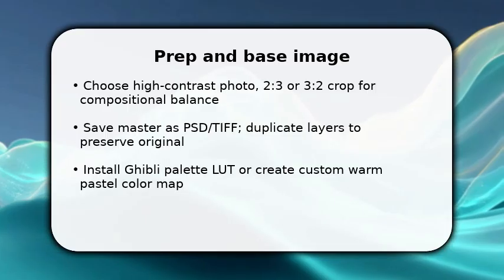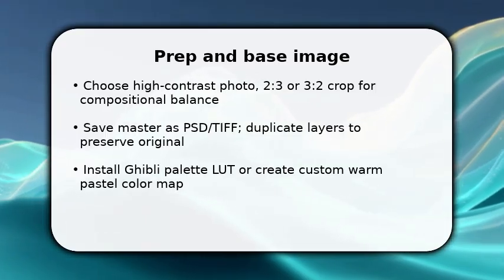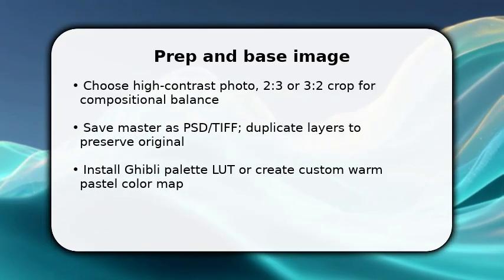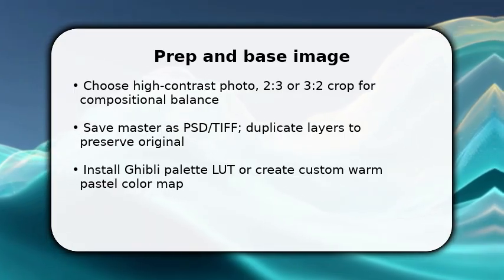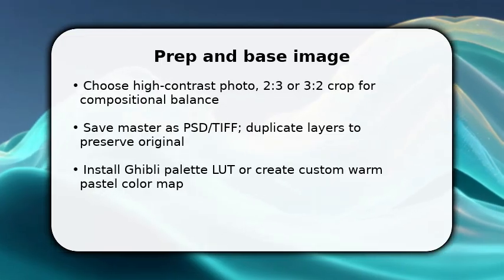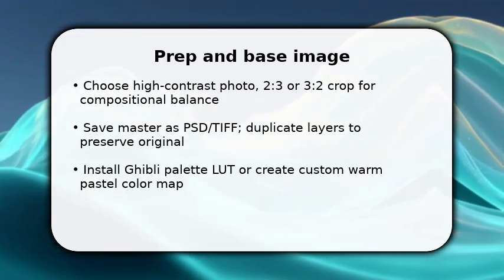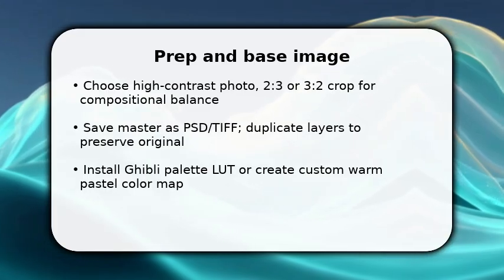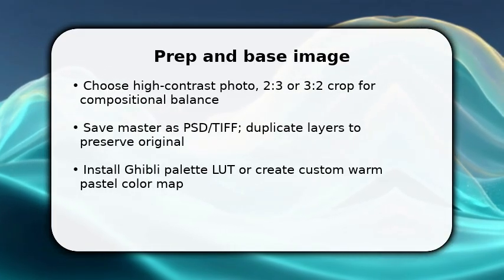You start with an image that already hints at story. Pick a high-contrast shot and crop for cinematic framing. Open it, then immediately duplicate the background so you preserve the original file. Apply a Ghibli-inspired LUT or load a custom pastel color map. This establishes the emotional tone.